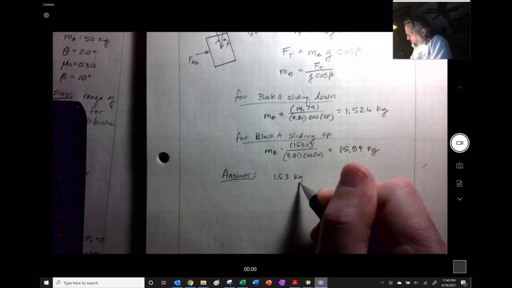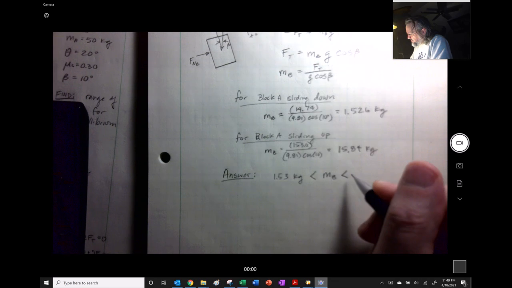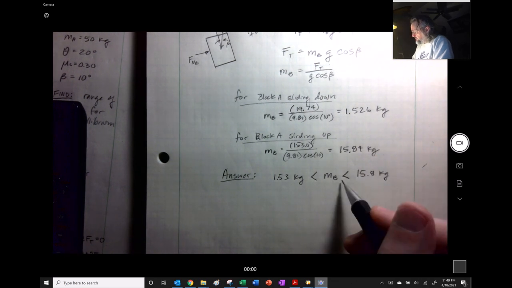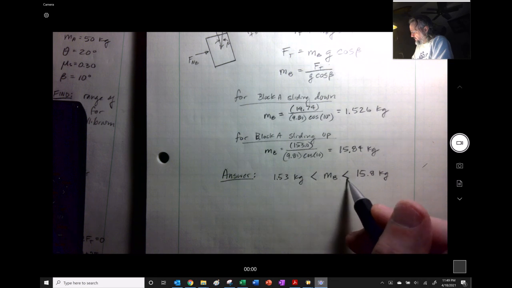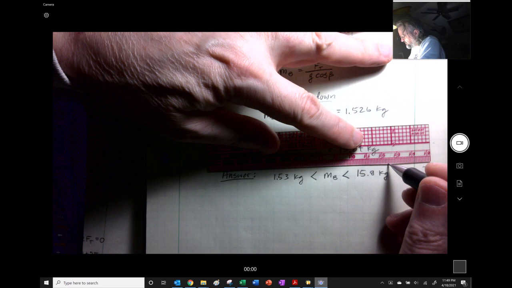So the answer: mB is 1.53 kilograms to 15.8 kilograms. Did I say that right? mB must be less than this, but greater than that. Yes. Okay.